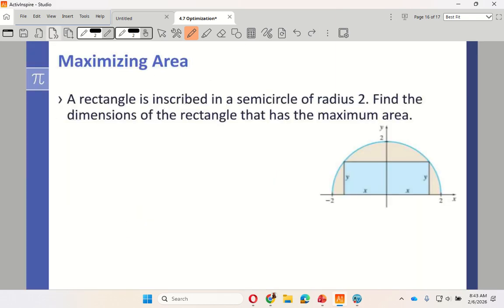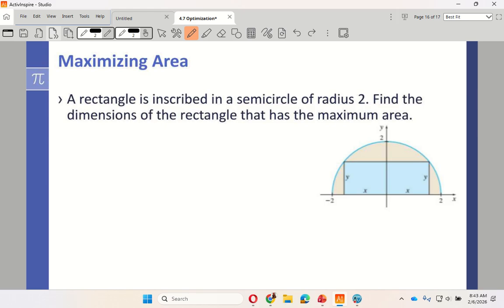All right, now maximizing area. This one right here is always one of those problems that you're going to see something similar to. Do you not have these notes? Okay, so go in the box, it's 4.7. Now, let's see. A rectangle is inscribed in a semicircle with a radius of 2. Find the dimensions of the rectangle that has the maximum area.